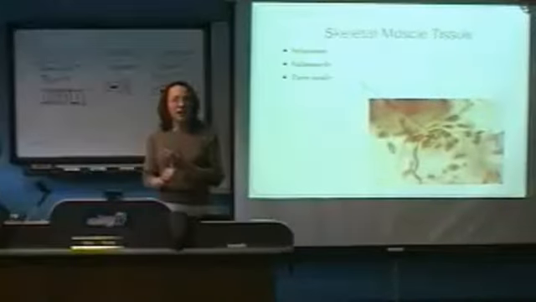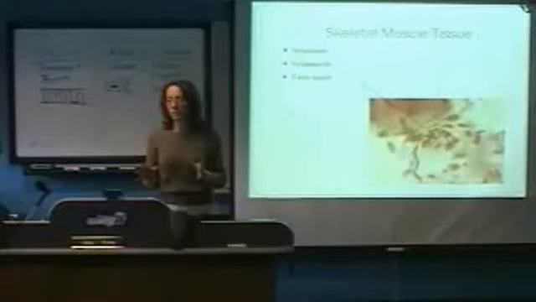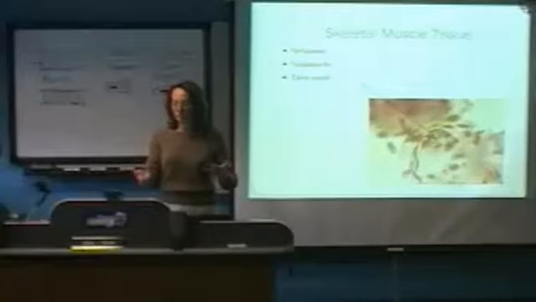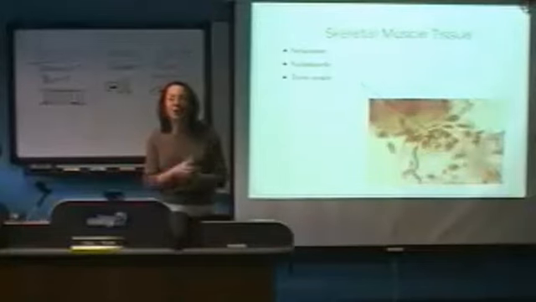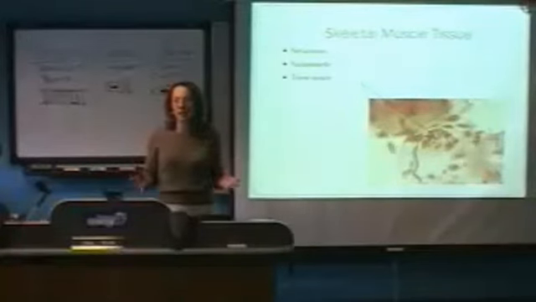They are voluntary. All skeletal muscle is voluntary. Okay, so we have conscious control over it. And it tires easily. It tires easily because it's very metabolic. And being very metabolic means it uses a lot of energy.